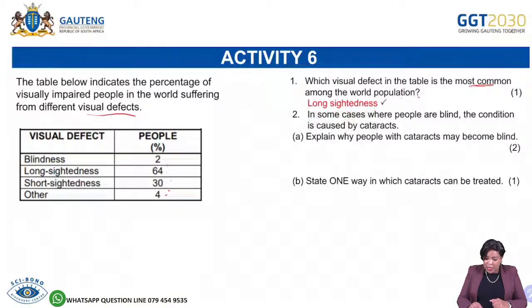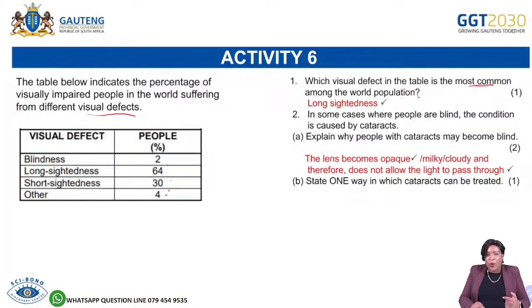Now, in some cases where people are blind, the condition is caused by cataracts. So cataract is one of the diseases that you also covered. So what is cataract? What is it characterized by? Here you need to apply your knowledge of what you learned earlier. Explain why people with cataracts may become blind. So which disease is cataracts? What is it characterized by?